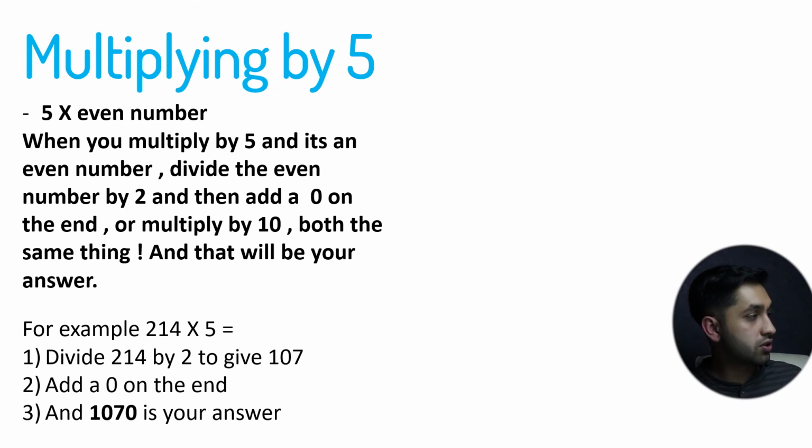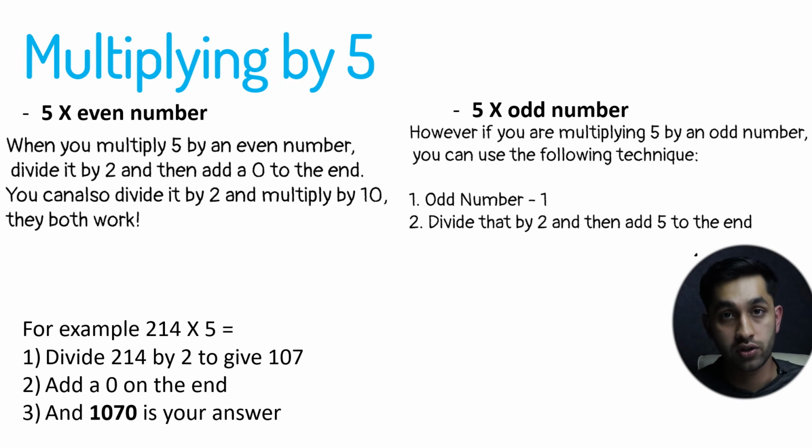So this sort of calculation you can easily do in your head. Probably the only hardest bit is dividing by 2, but even then you should be able to do that in your head. Now, what if we are multiplying by an odd number?